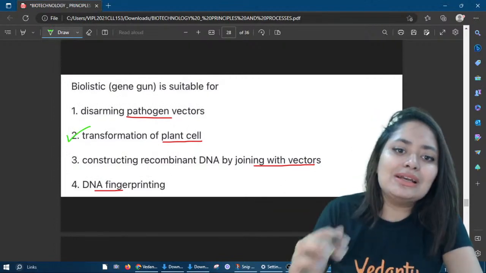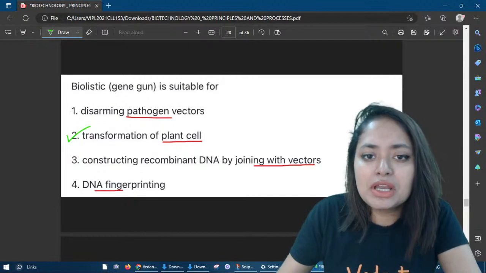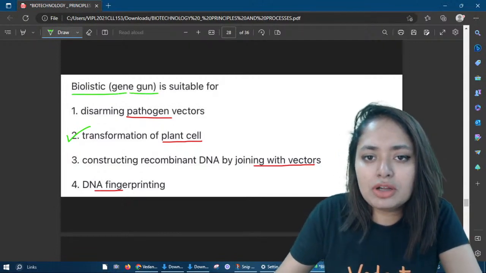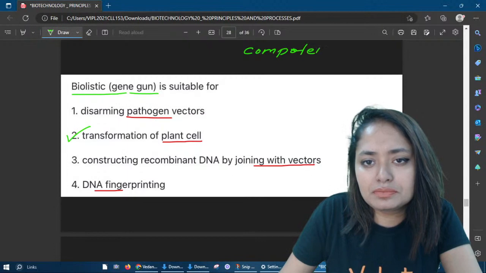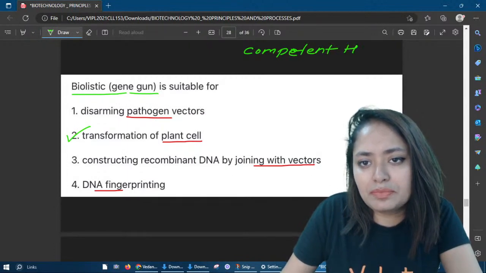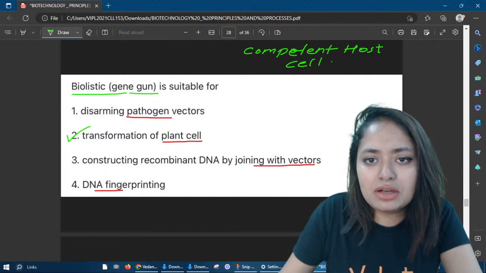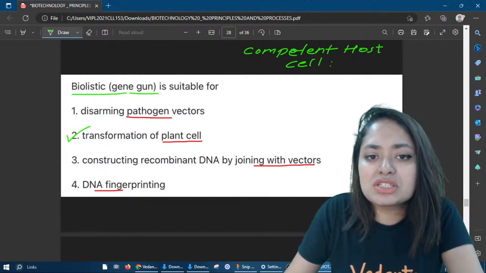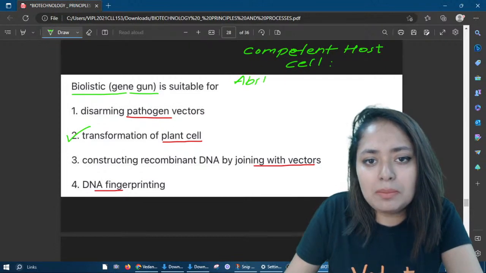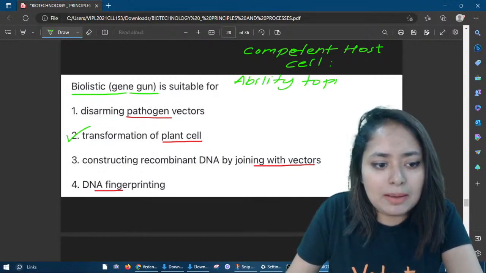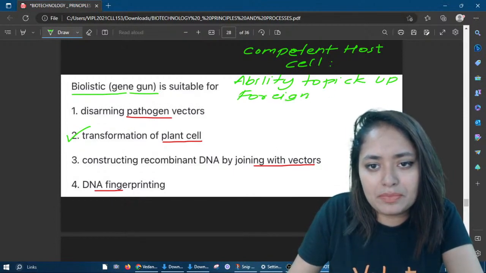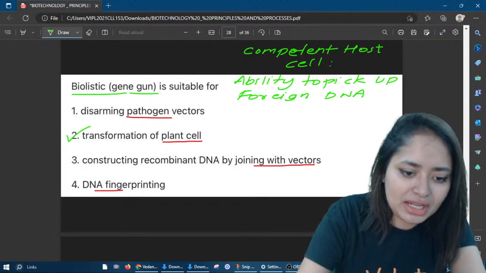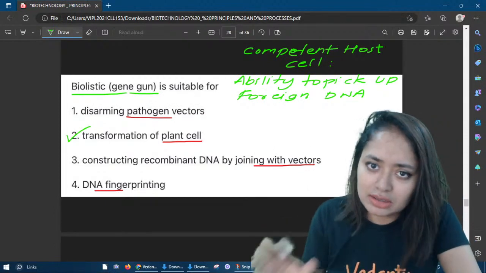Transformation of plant cell. Now, I'll tell you why transformation of plant cell will be the answer. Children, what is biolistic or gene gun method? If you guys remember, there was a topic called competent host cell. How do you make a host cell competent? Define a competent host cell. A host cell which is competent has the ability to pick up foreign DNA. If someone has the ability to pick up foreign DNA, they are said to be competent. Correct? That is the definition.